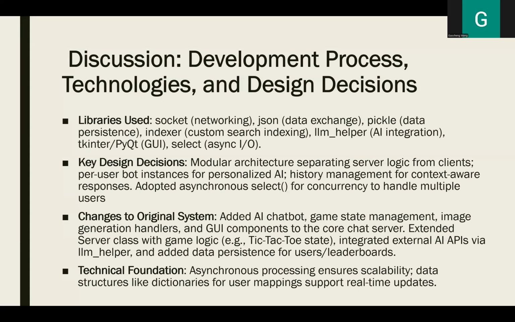And last, I would like to share what we used and what challenges we faced when doing this project. We use a lot of libraries. I think the most important is JSON. We use it for data exchange, and also an LLM helper for the AI integration part. And the key design decision we made, I think, is history management for context-aware responses.